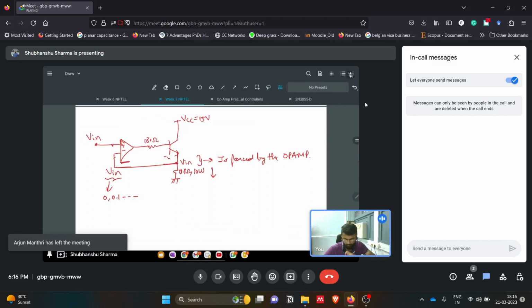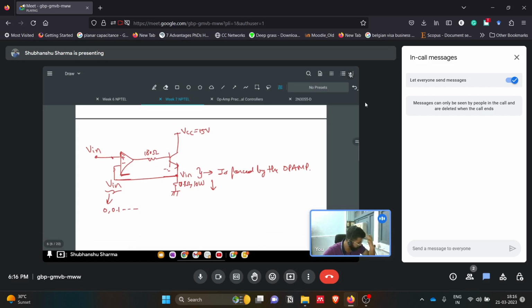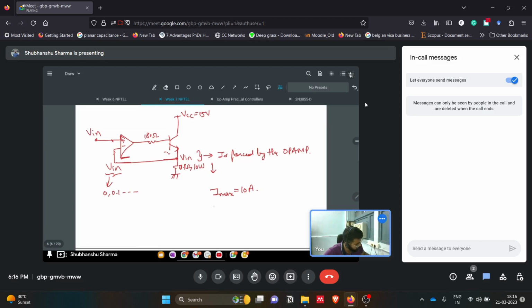And so based on the maximum current ratings of this transistor, let's say I max was 10 amperes, as we saw in the data sheet. Based on that, we can have a maximum voltage V in across this resistor: V in equals 10 into 0.1, that is 1 volt.